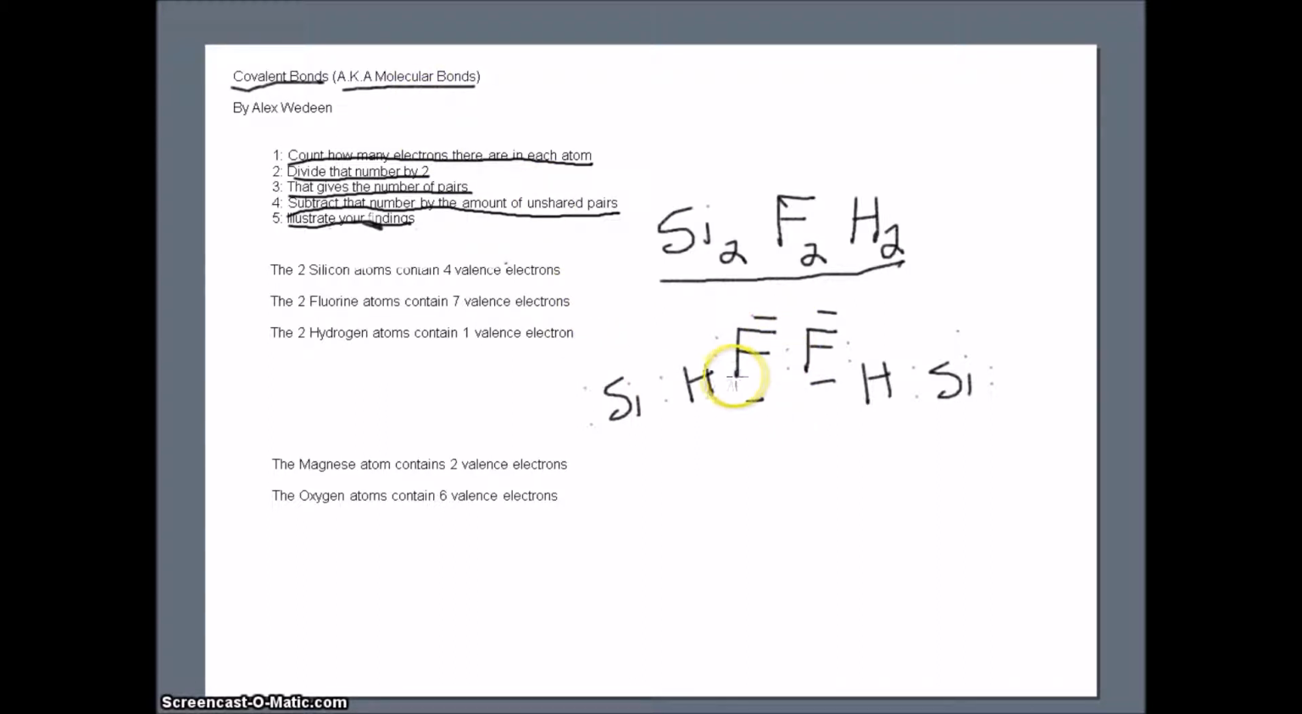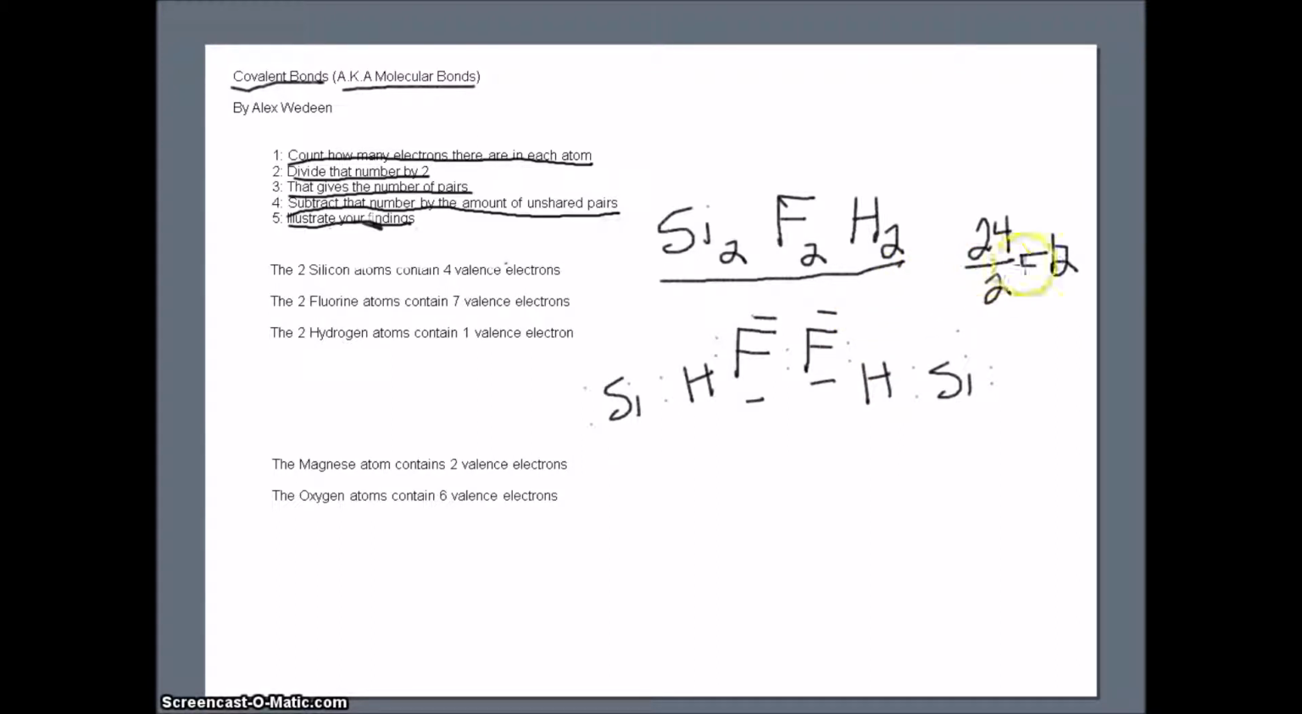So our first step would be to count all the electrons, which would be 24. Then we'll want to divide that by 2, which will give us 12.